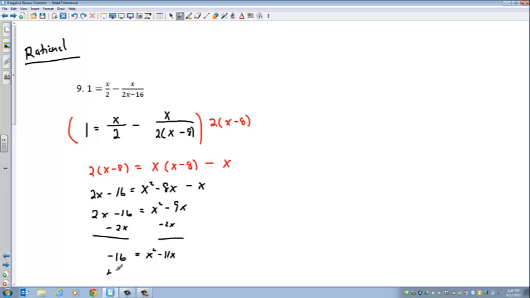Now you may be asking yourself, well, why is he doing all this? I thought he wanted to get x by itself. Well, it turns out if you have x squared, you cannot get x by itself. What you need to do is bring all the stuff over to one side, and you'll see you have a quadratic equation. So on the left-hand side, I'll have 0, because negative 16 plus 16 is 0. And then I'll have x squared minus 11x plus 16.